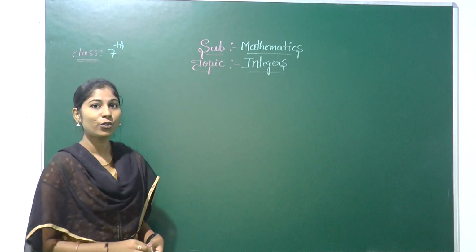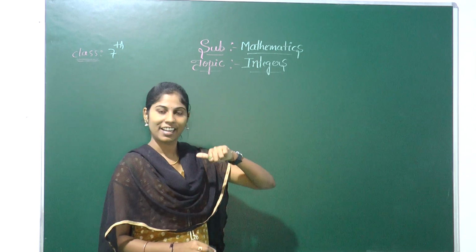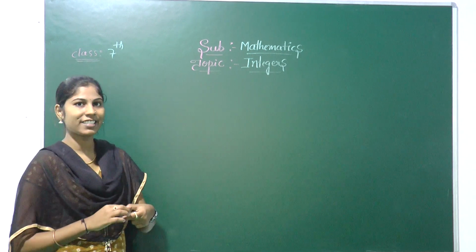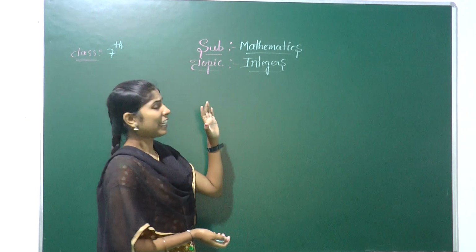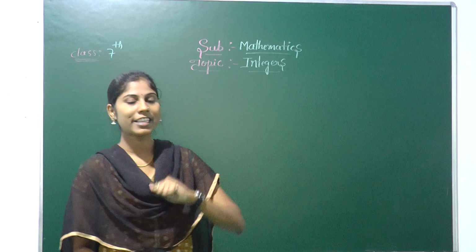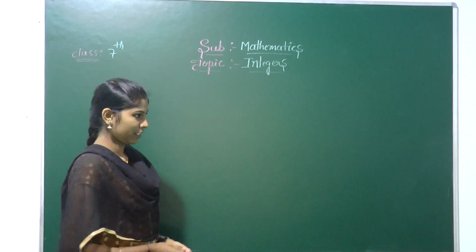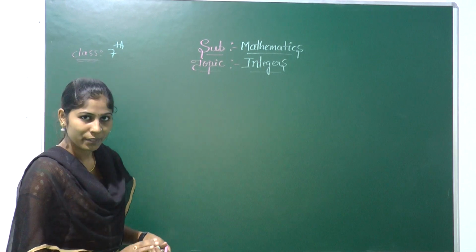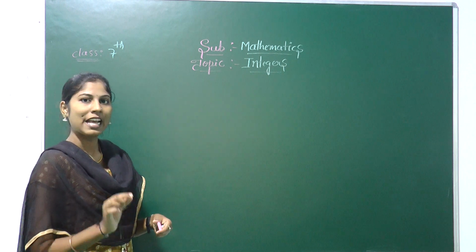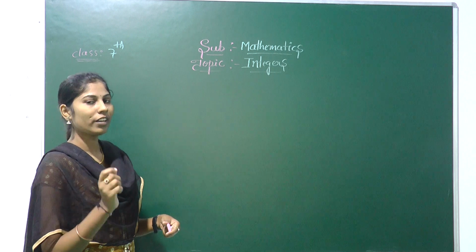Yesterday in class you learned about integers, right? So once more I will just recall the meaning of integers. An integer means the group of natural numbers, whole numbers, and even the negative numbers. So positive numbers, negative numbers and also zero. Zero is neither positive nor negative.